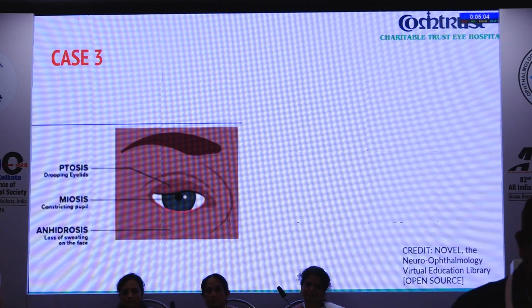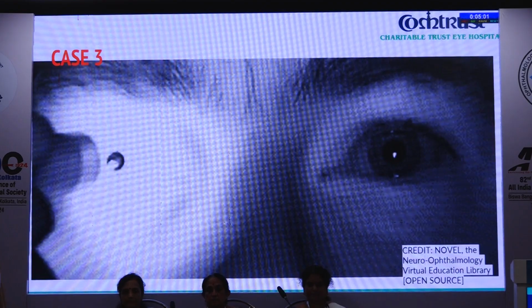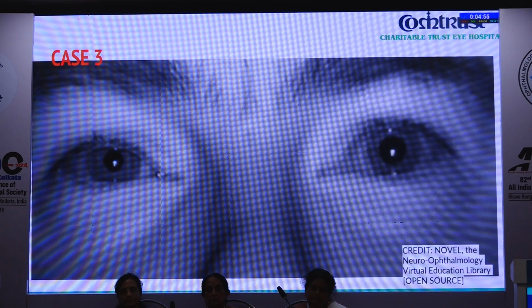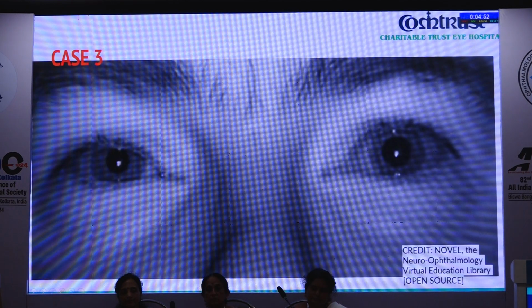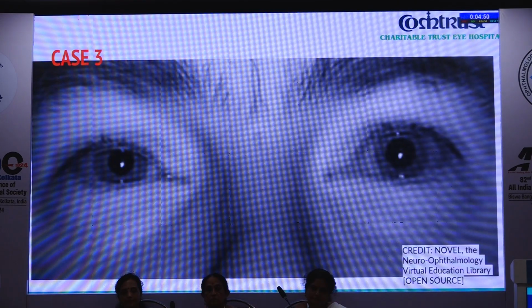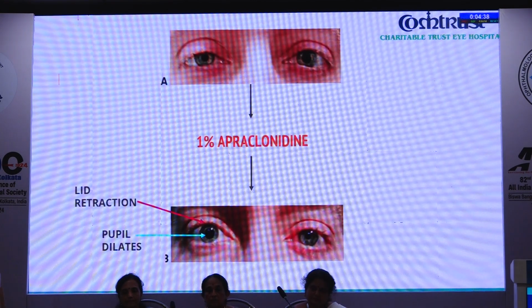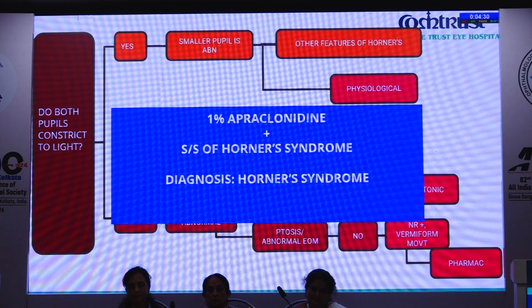The third case presented with ptosis, meiosis, and anhidrosis. This is a video taken from the web. As you can see, there is a dilatation lag along with meiosis and an anisocoria of more than 2 mm. In some cases, there is a difference in eye color, difference in pupil size, or impaired facial flushing. With the 1% apraclonidine test, we can see there is lid retraction with dilatation of the pupil on the affected side. These signs, along with other signs of Horner syndrome, give us a diagnosis of Horner syndrome.